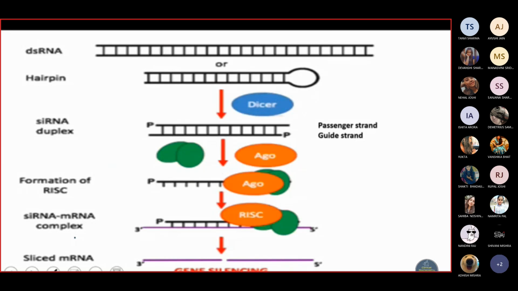So first I will show the picture. What happens? This is a double-stranded RNA, or any RNA which has a hairpin loop. This is the basic picture. Then we will go to a little more complicated picture. Any RNA which is double-stranded or has a hairpin loop-like structure is going to be digested by the dicer enzyme.